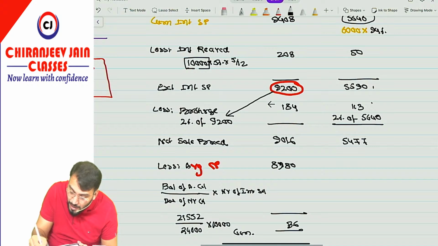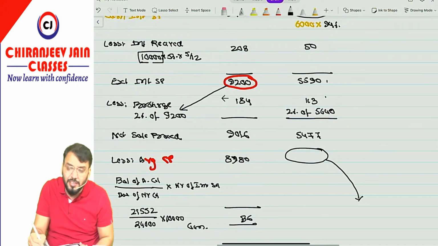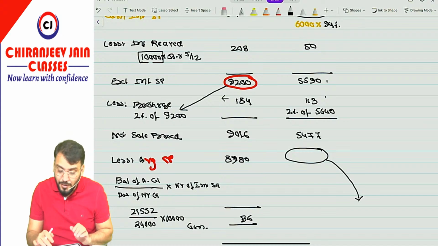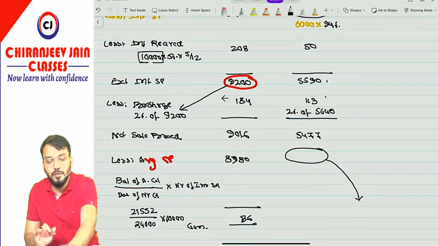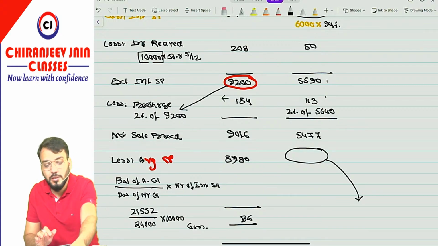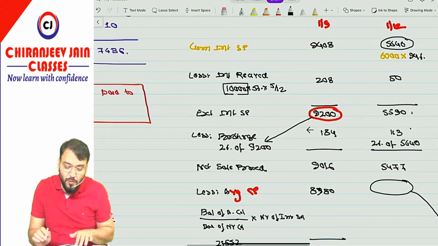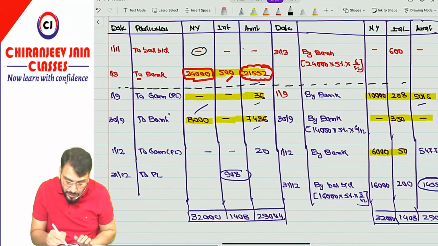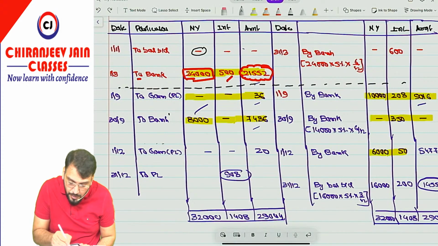5477. Correct. Now we need to find out the average cost price of investment sold. This is the interesting part, where students normally make mistakes. Average cost price of investment sold, this you need to find out. Are you getting what I am saying? So how to calculate this? You need to find out the balance of the amount column. The best way is to find out the balance of the amount column. So right now we are in this situation. We have done the accounting up to this point.